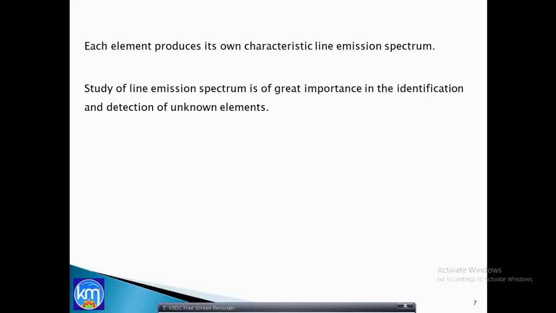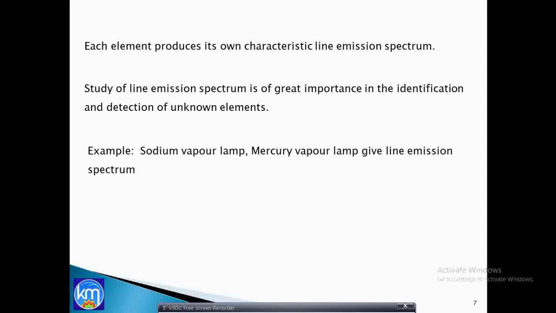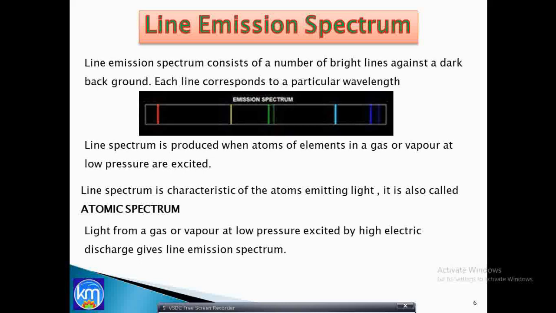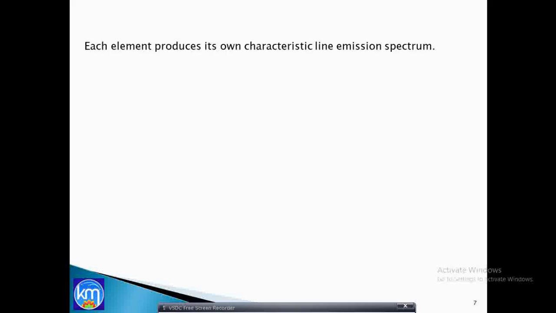With the help of the study of this line emission spectrum, we can identify the unknown elements that are present in different celestial objects or stars. For example, as I said, a sodium vapor lamp or mercury vapor lamp gives the line emission spectrum. Hope you have remembered this diagram. This is the line emission spectrum.